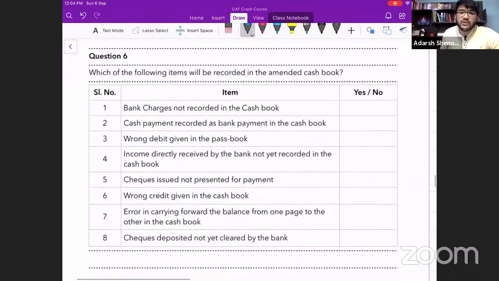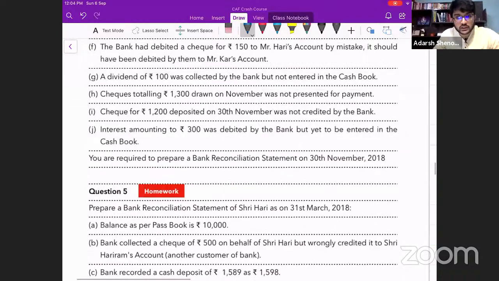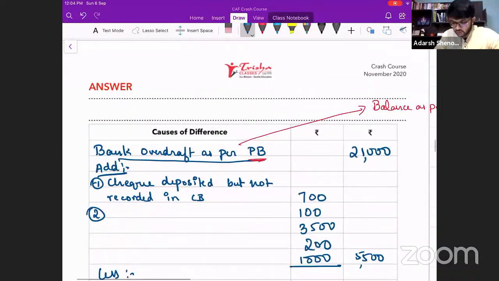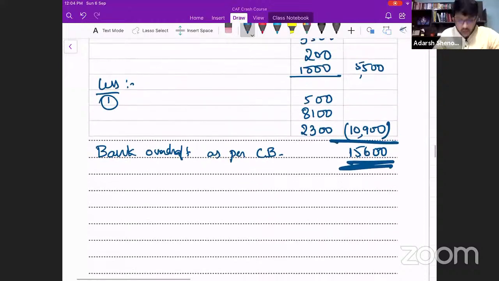Sir, is bank overdraft favorable or unfavorable? Bank overdraft balance is favorable or unfavorable? Unfavorable. The answer to the homework also I will discuss in the doubt session. We will solve the final answer in the doubt session. I will solve it if you want some of the points over there.